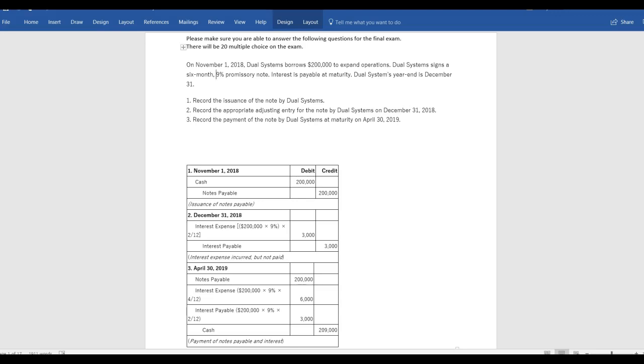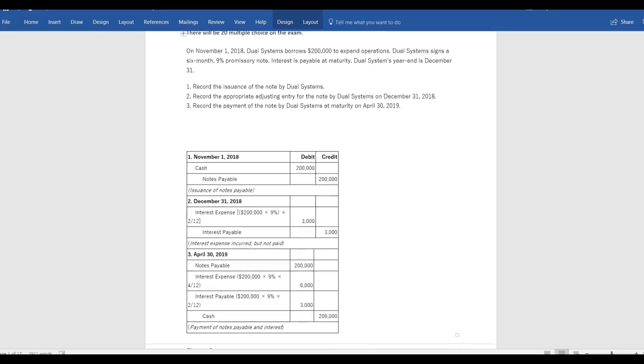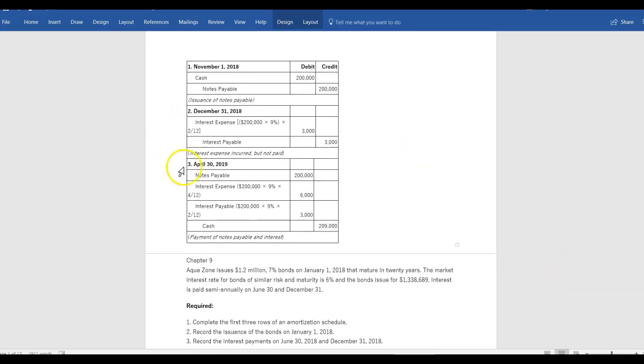So for the recording of the journal entry at maturity, you're going to see number 3 here. We'll show the note payable of the amount of the note, $200,000. We will debit our interest expense for the interest that is accrued in the year when we're paying the note. We'll debit our interest payable because we're paying off this payable at maturity, and we'll credit our cash for the difference.